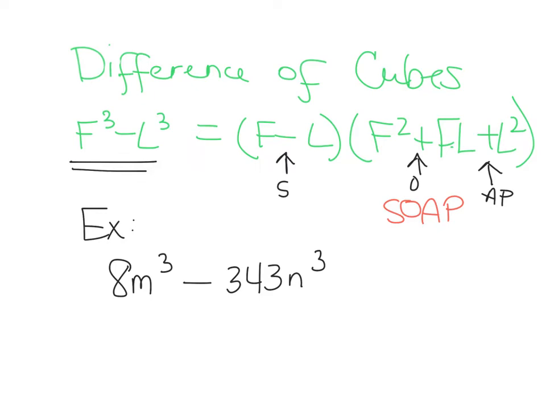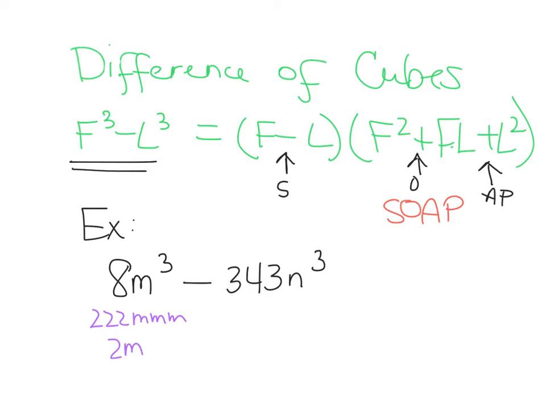So if I look at this problem that I have right here, 8m cubed minus 343n cubed, I'm going to ask myself, first of all, is there a common factor? There's not. Now I'm going to say to myself, are these two perfect cubes? Well, what times what times what is 8? 2, 2, 2, m. So that is a perfect cube, so it's 2m.